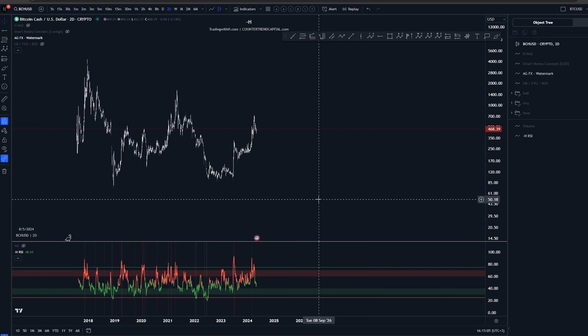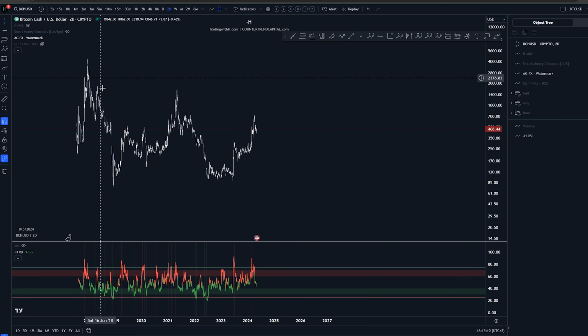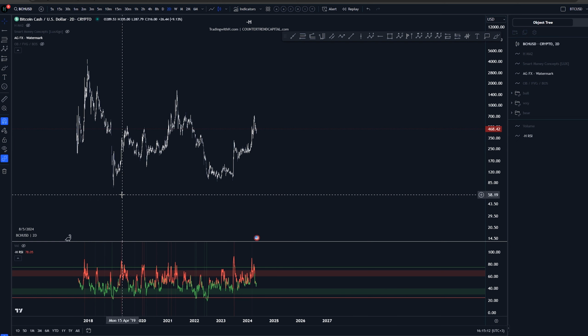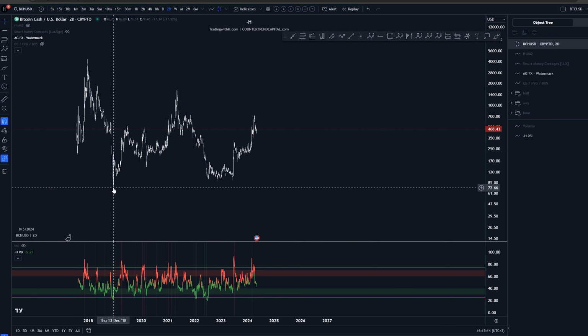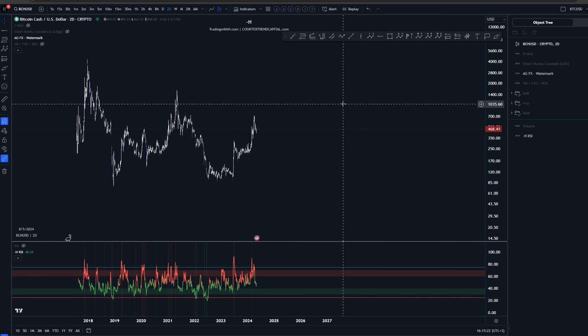This is going to be a macro video, currently on the 2-day time frame, and this is going to be the basis of our analysis. I'm going to be starting the count from these lows of December 2018, and I've got a few different ones here for you, a couple of bear counts and one bull count.